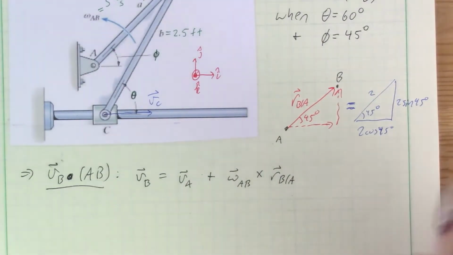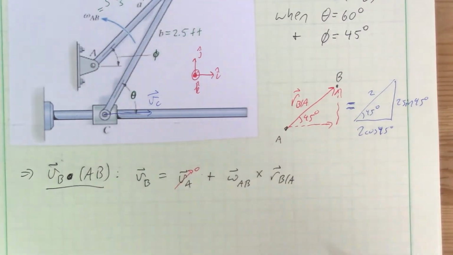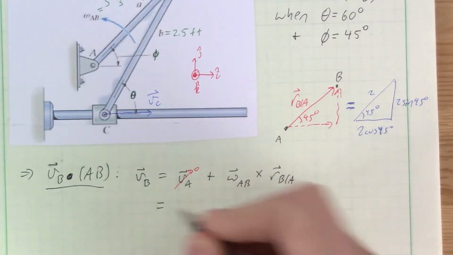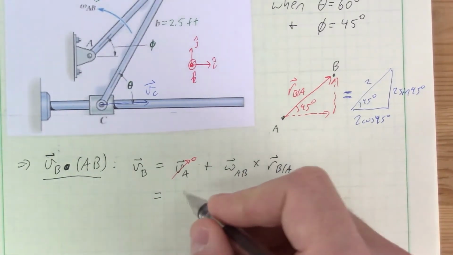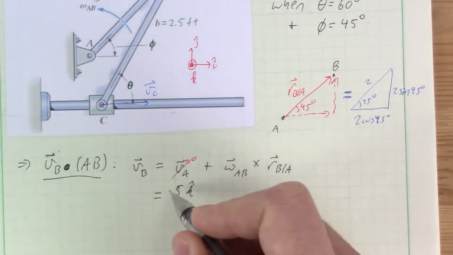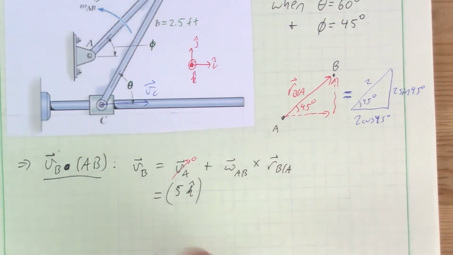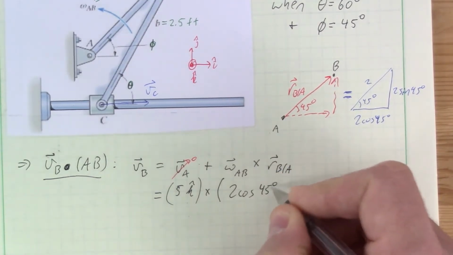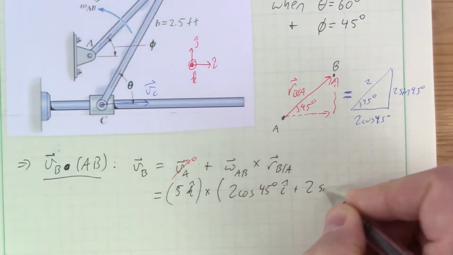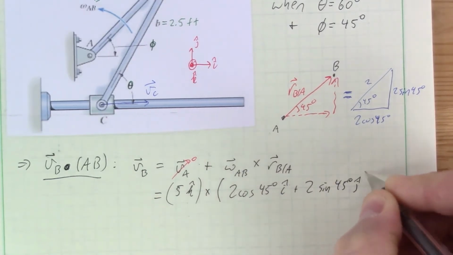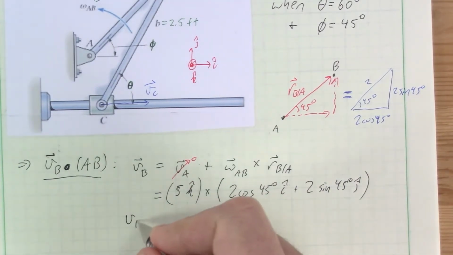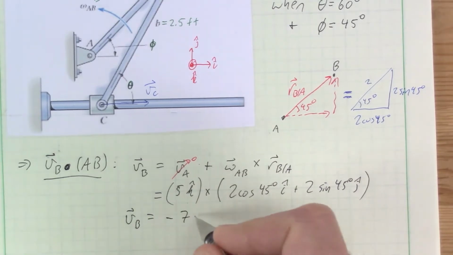The other thing is this VA is 0 because that's pinned to ground. So all we have for the velocity of B is the 5 radians per second rotation of the rigid body crossed into the position vector, which is 2 cosine 45 degrees i hat plus 2 sine 45 degrees j hat. And that is a position vector from A to B. So do the calculations.